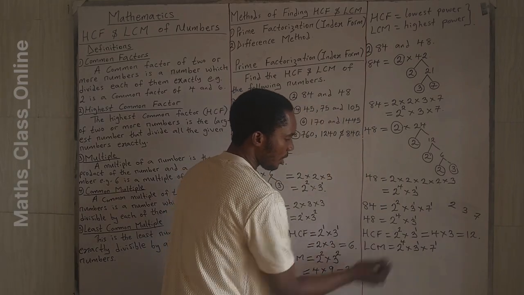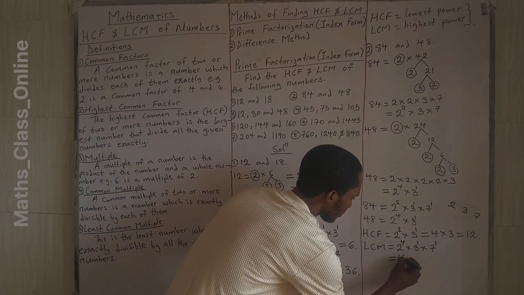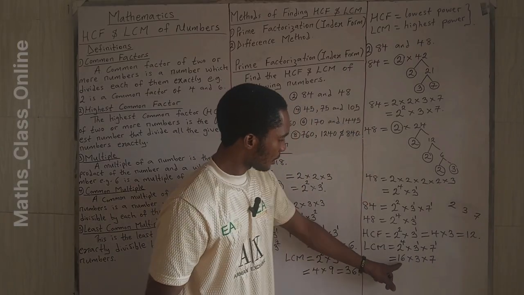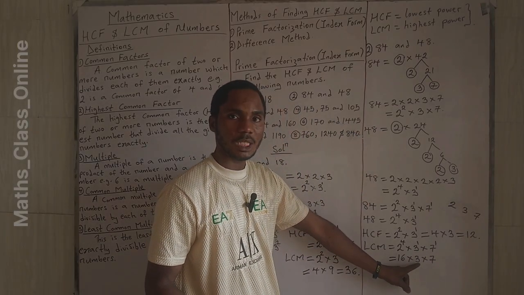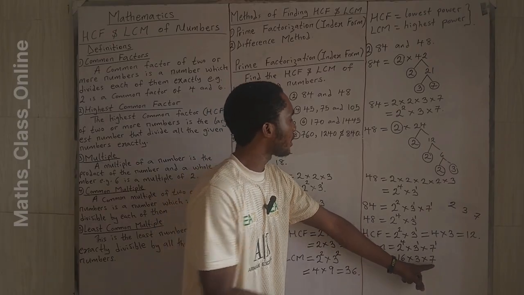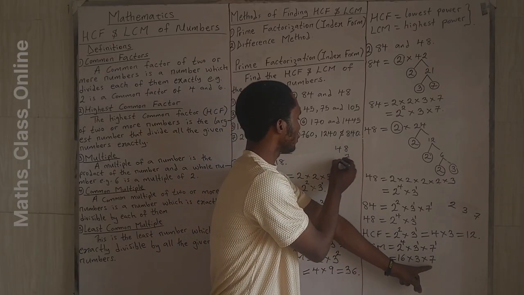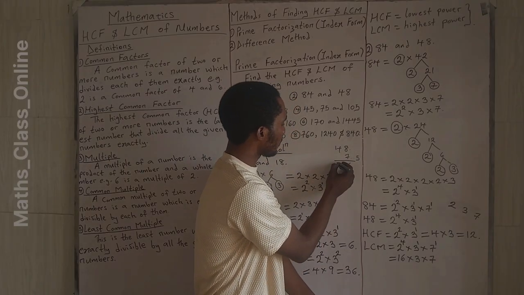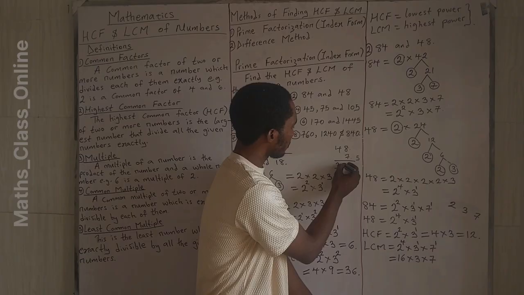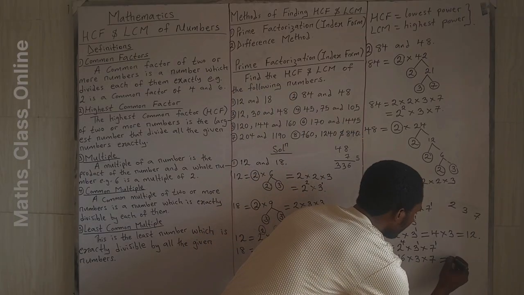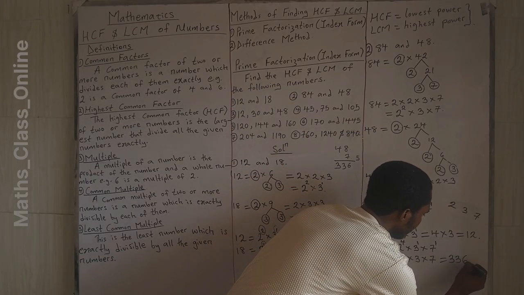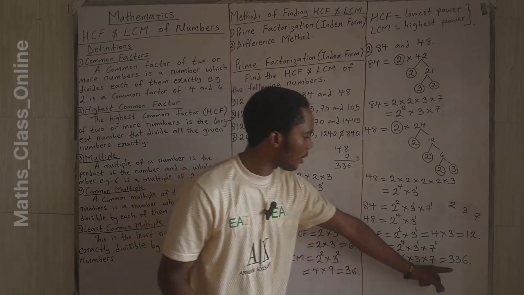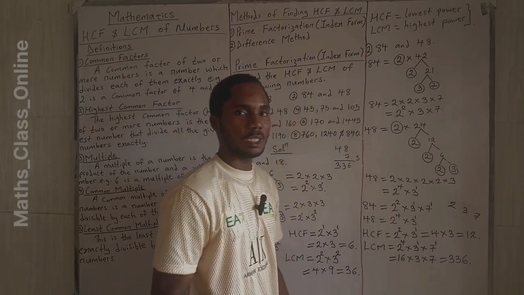Now, what is 2 raised to the power of 4? That is 16. Multiplied by 3, multiplied by 7. 16 multiplied by 3 is what? That's 48. 48 multiplied by 7 is 336. So the LCM of 84 and 48 is 336. We move to the next example.